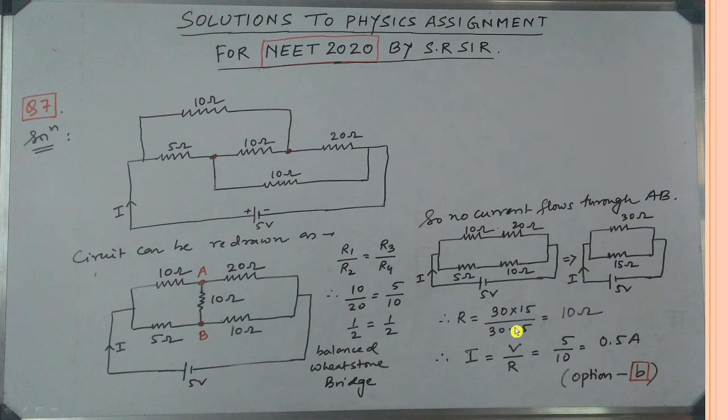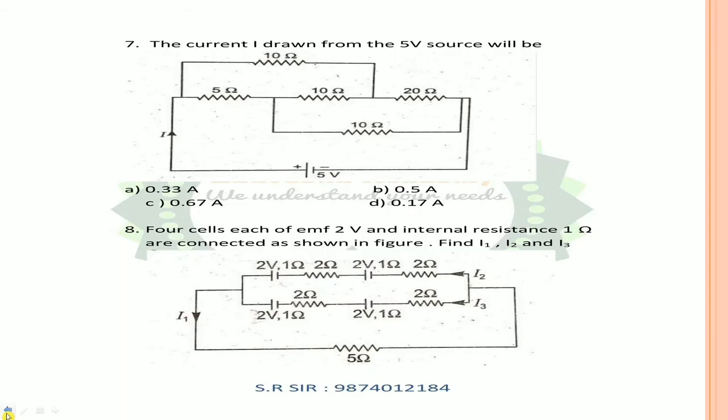So the equivalent resistance is R1 R2 by R1 plus R2, 30 into 15 by 30 plus 15, which gives me 10 ohm. And the voltage is 5 volts. So from Ohm's law we get the current as V by R equal to 5 by 10 equal to 0.5 ampere. So option B, 0.5 ampere, is the correct answer. Clear?